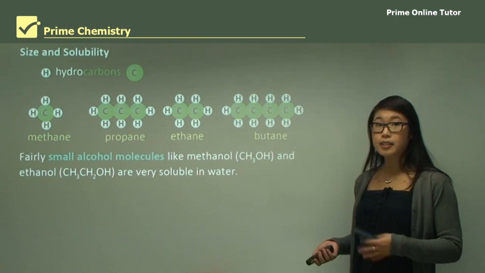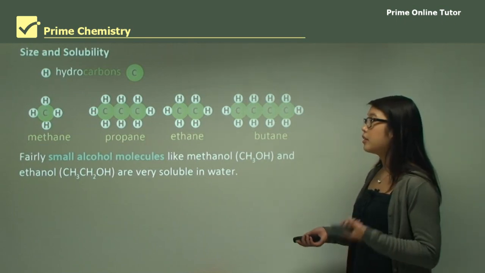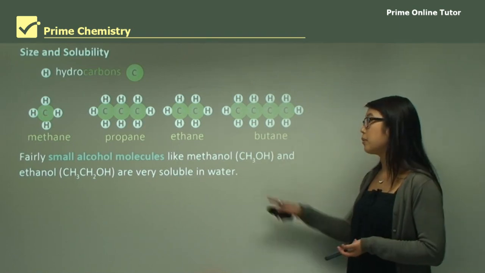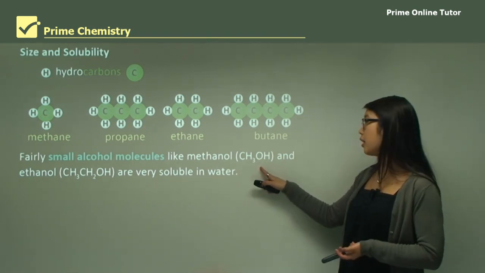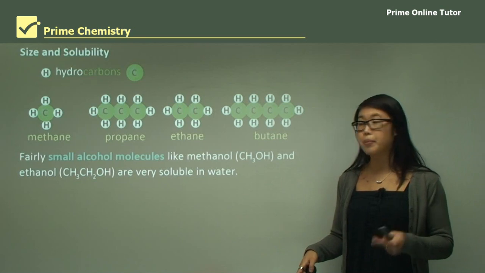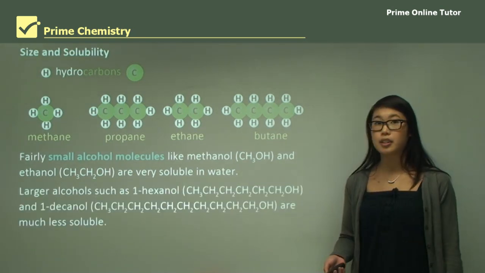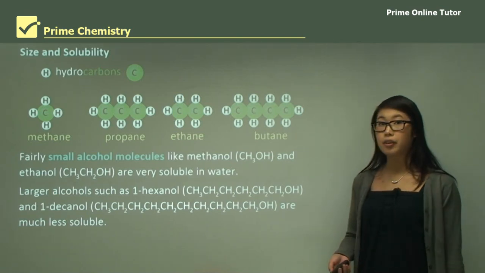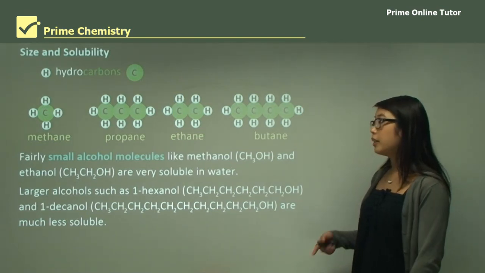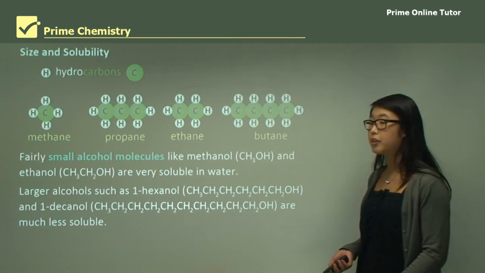So we'll look at size and solubility. Firstly, small alcohol molecules like methanol, where there's only one carbon, and ethanol, a 2-carbon chain, are very soluble in water. Larger ones, such as 1-hexanol and 1-decanol, which are very, very long, are much less soluble compared to methanol.